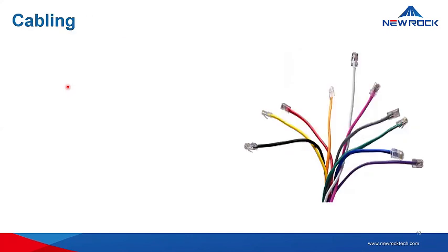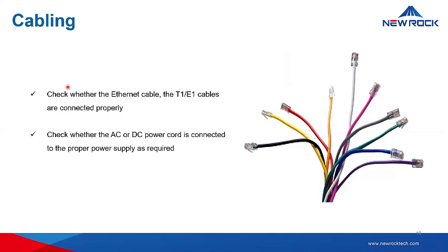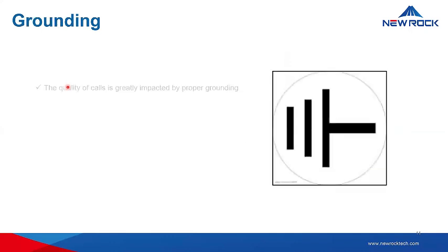With regards to the cabling, you need to check whether the Ethernet cable and the TE1 cables are connected properly. Either way, we also have the guide in the manual. When you purchase our device, we really recommend following that. And check whether the AC and DC power cord is connected to the power supply as required. That is very important.